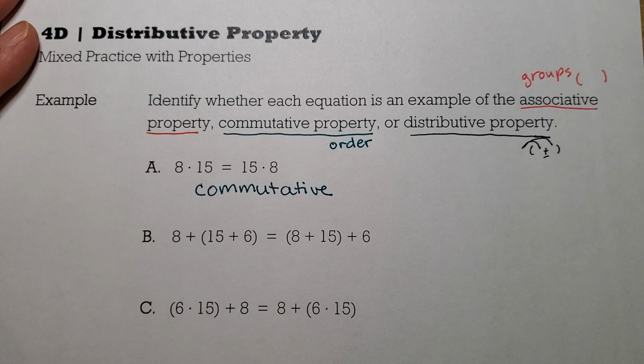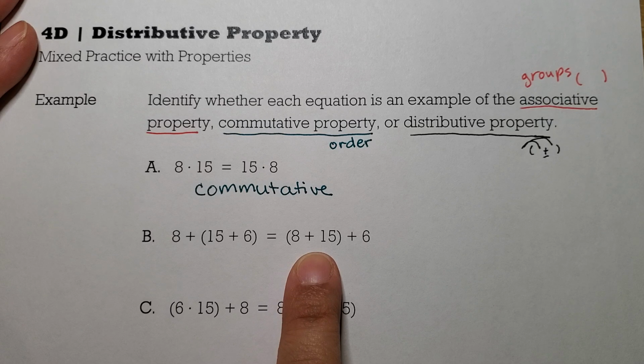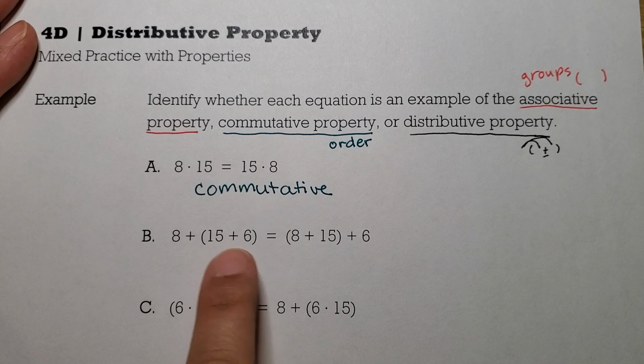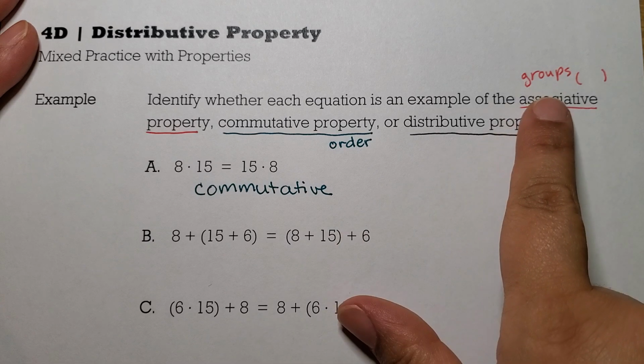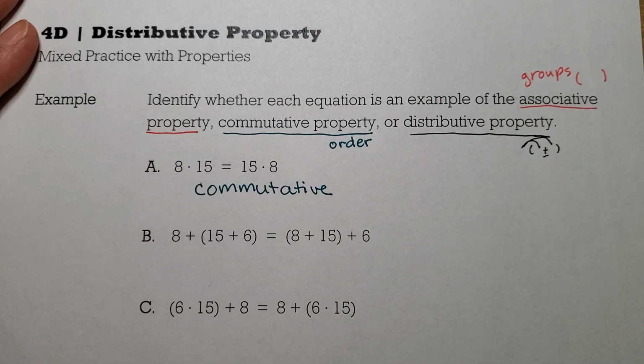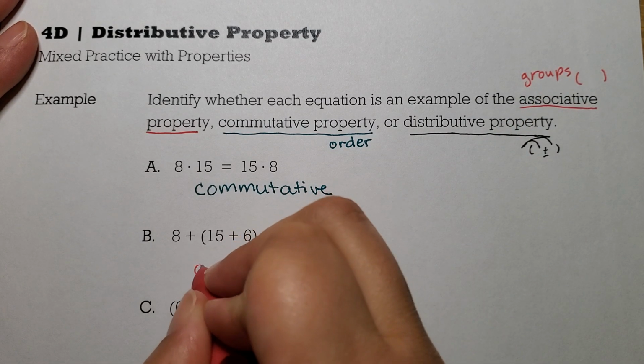Let's look at part B. We have 8 plus 15 plus 6 in parentheses, and then we have 8 plus 15 plus 6 with different parentheses. So if I look at what's changed, it looks like the first two numbers are grouped here, and that's an 8 and a 15. And over here, we have a 15 and a 6. So the things that are inside the parentheses have changed. So that means our groups have changed. So this is the associative property.